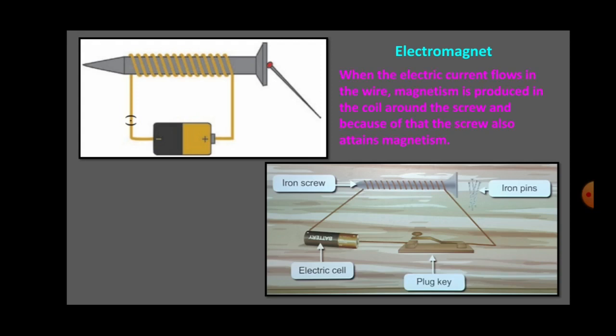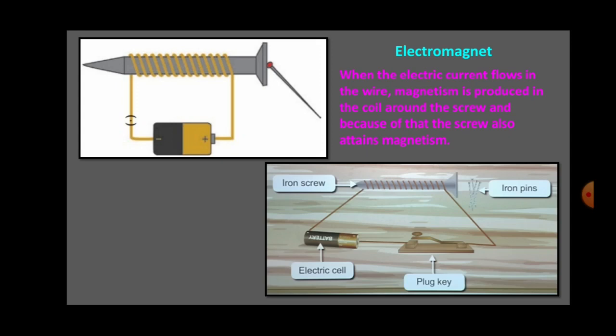Now we have to arrange the apparatus first in the given way. So we have to keep these iron pins near the nail. Now we just have to plug on the key, that is, we have to complete the circuit. As soon as the circuit is completed, the electric current starts flowing through the wire, because of which the nail becomes a magnet, or an electromagnet. And how will we come to know? The pins which are placed near the nail are immediately attracted towards the nail.